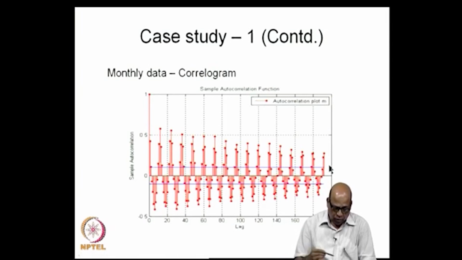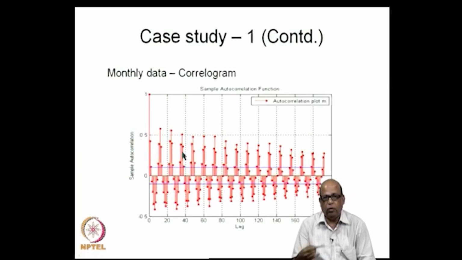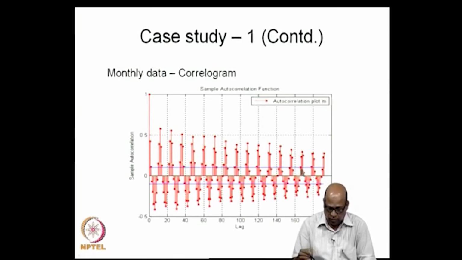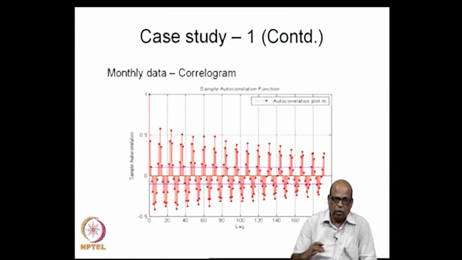For example, this may correspond to 6, this may correspond to 12 and so on. We will see what exactly it means when we look at the spectral analysis. So the correlogram for the monthly data definitely indicates the presence of periodicity. The correlogram is dying down in a sinusoidal form.